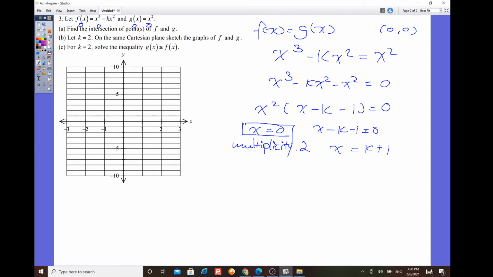So for part B here, let k equals 2 on the same Cartesian plane. Sketch the graph of f and g. So if k is 2, f of x equals x to the third power minus 2x squared, and g of x is just x squared. That's just considered a parabola. So 0, 0, and then 1, 1, negative 1, comma 1, and then 2, 4, negative 2, comma 4. What I did here is just like a mental XY table.